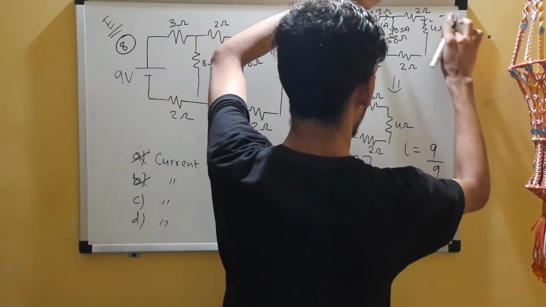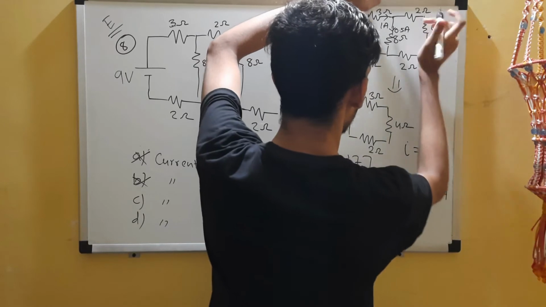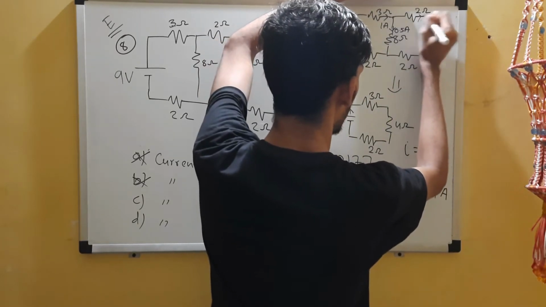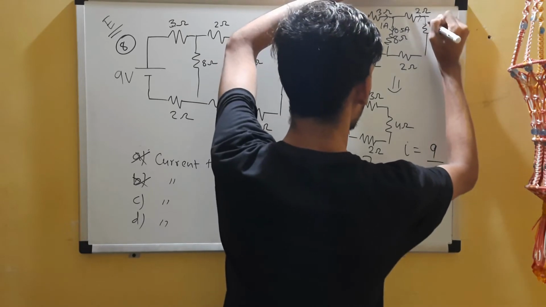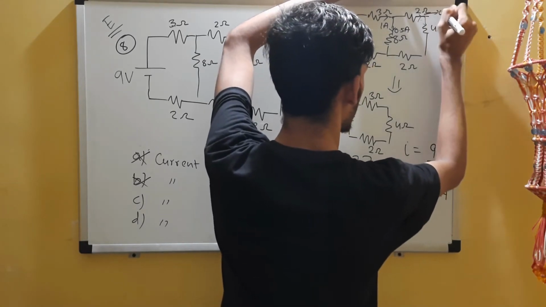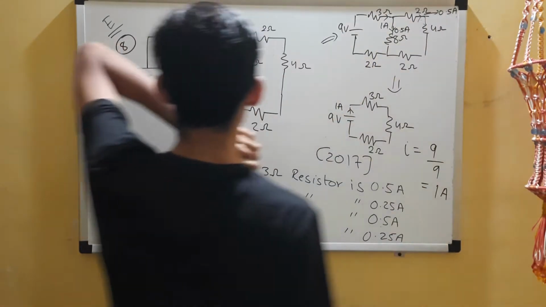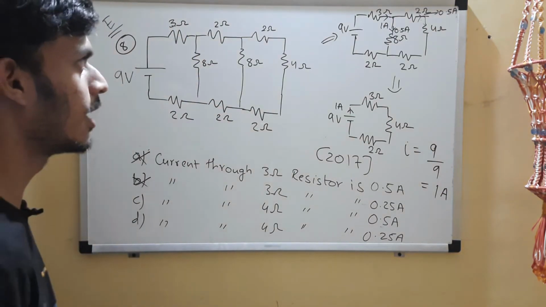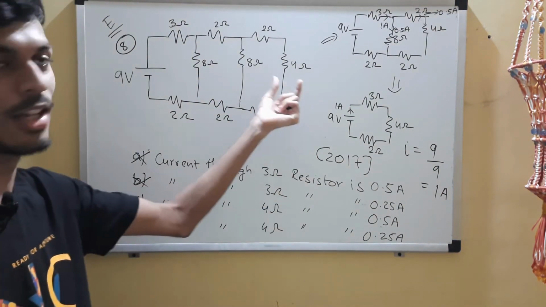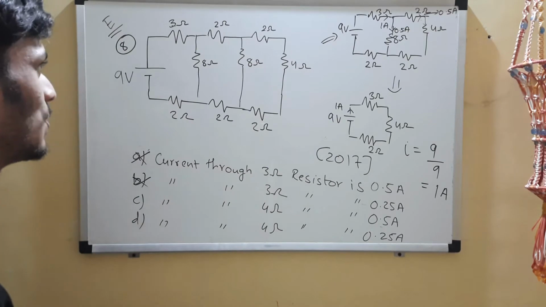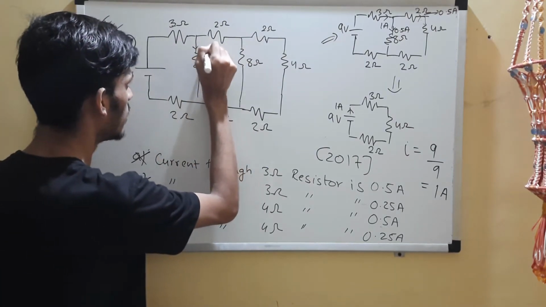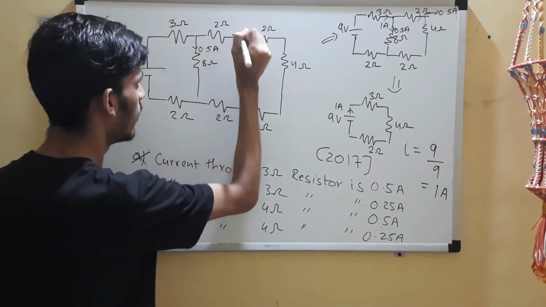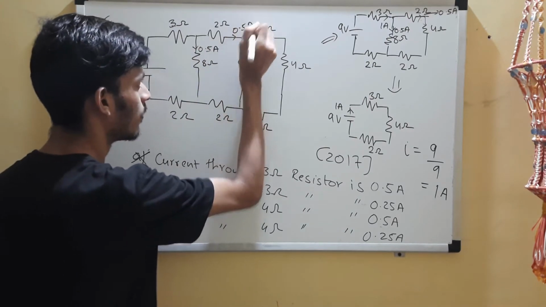Okay, should I show it over here? Okay, I'll show it over here. So that is 0.5 amperes. Okay, now let's draw it. Let's bring it again over here because we want the current through this 4 ohm resistance. So now we have 0.5 amperes over here in this branch and 0.5 amperes over here, right?